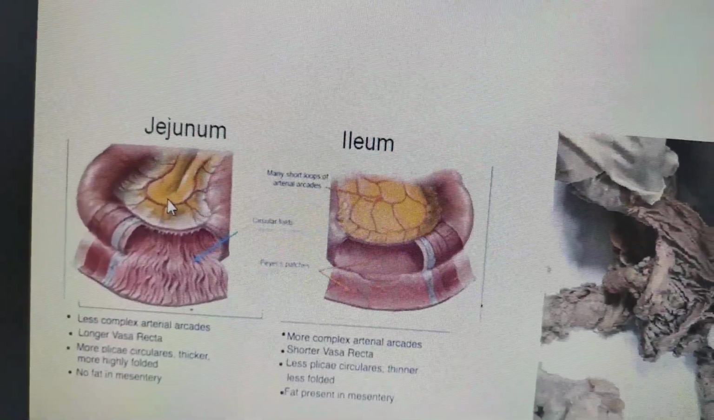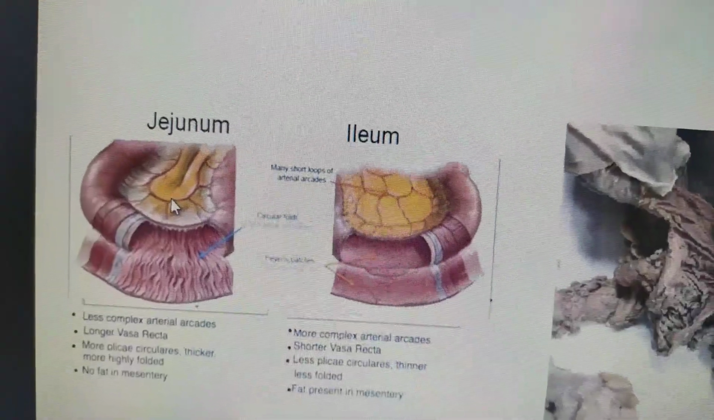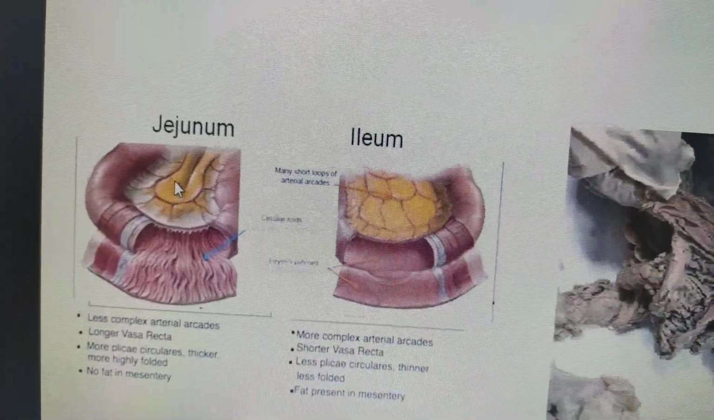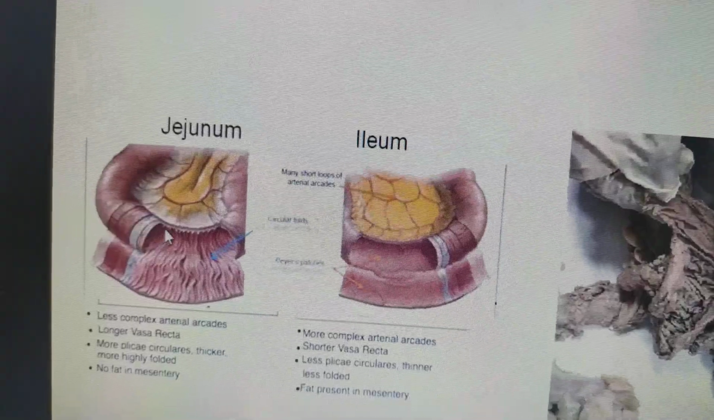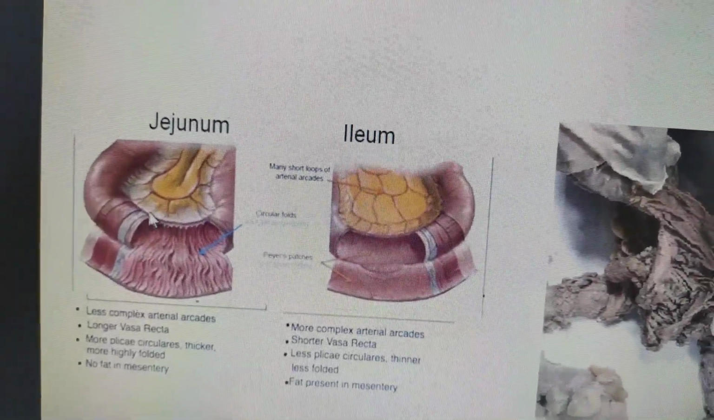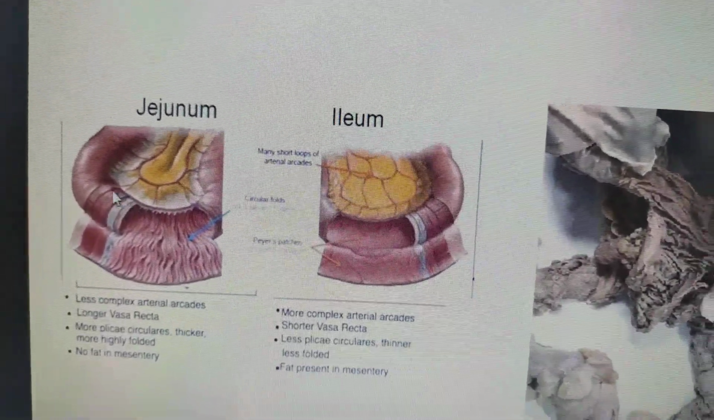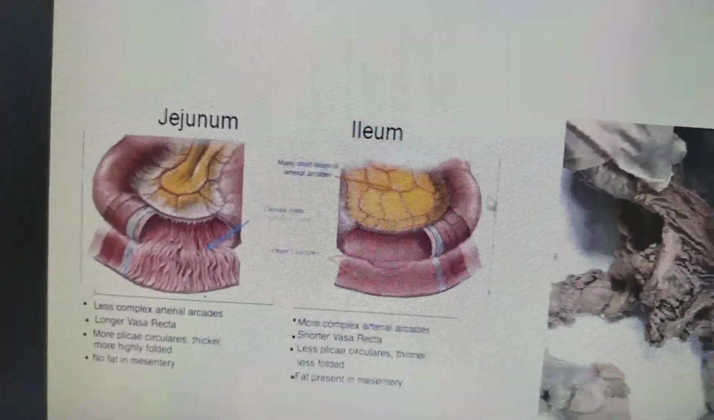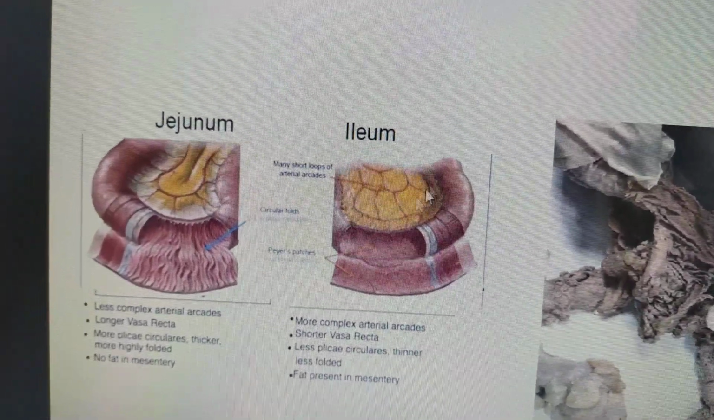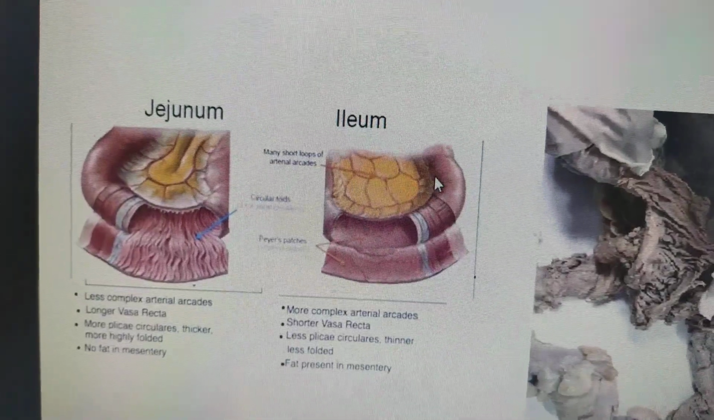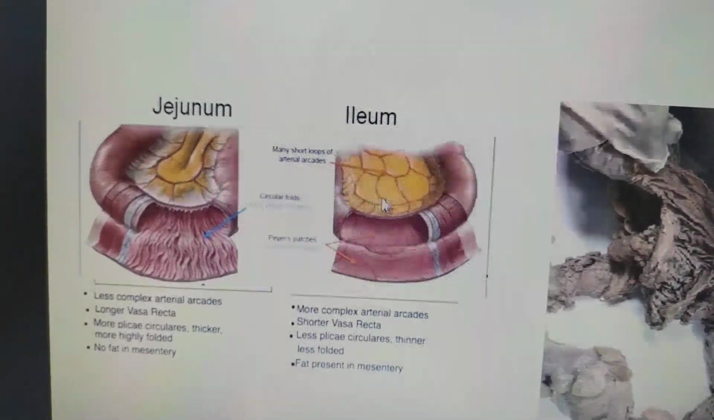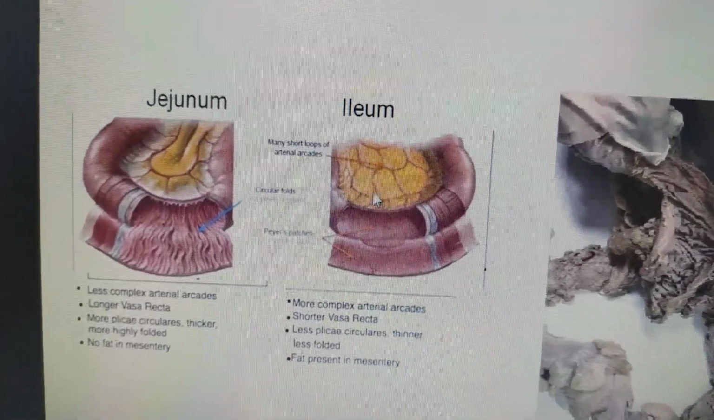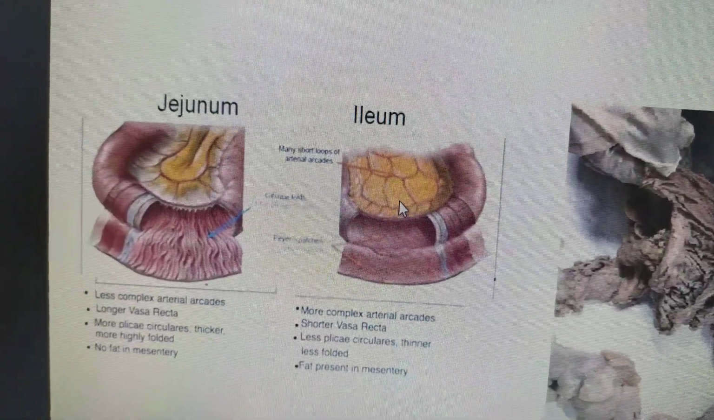Now regarding the mesentery fat, in the jejunum the mesenteric fat is present along the root of the mesentery, so you can visualize a translucent window in between the vasa recta. While in the ileum the fat is distributed throughout the breadth of the mesentery, so you cannot see the translucent window in between the vasa recta.